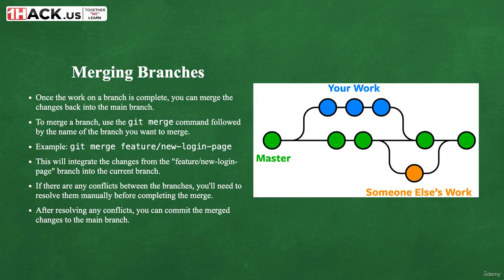Once you've resolved any conflicts, you can commit the merged changes to the main branch, effectively integrating the new feature or bug fix into the main codebase. Merging branches is a crucial step in the branch management workflow, as it allows you to incorporate the work done on different branches back into the main project, ensuring a cohesive and up-to-date codebase.